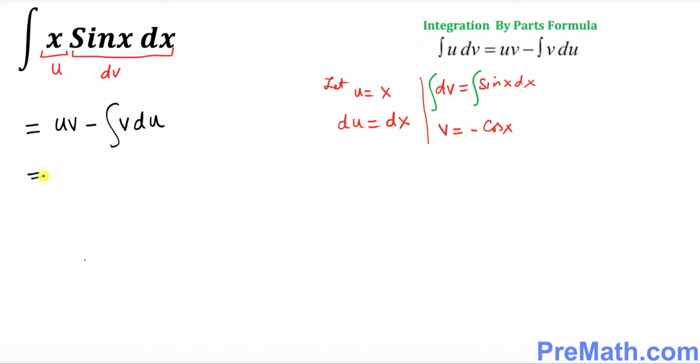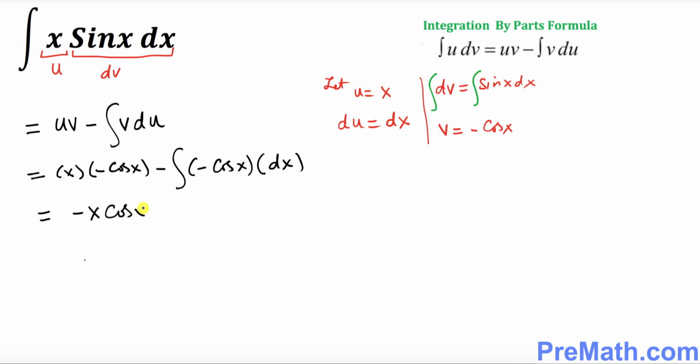Let's fill in the blanks. u in our case is x, and v is negative cosine of x, minus once again v is negative cosine of x, and du is dx. Let's go ahead and simplify. That could be written as negative x cosine of x. See, this negative and negative becomes positive, cosine of x dx.